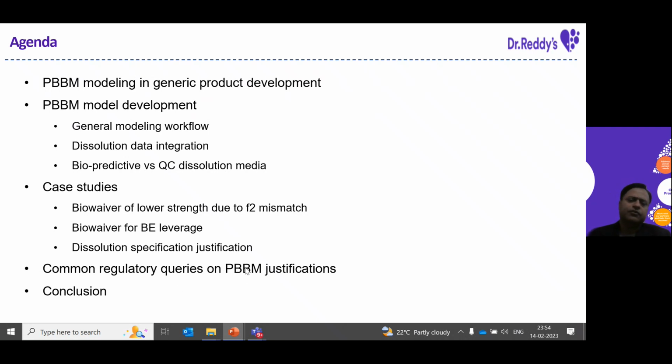And the third case study I'm going to talk about is about the dissolution specification justifications, or relaxation of the dissolution specifications, for a modified release product. I'll be talking about some of the regulatory deficiencies which we have been getting on the PBBM modeling part, and finally the conclusion. Moving on to the next slide.